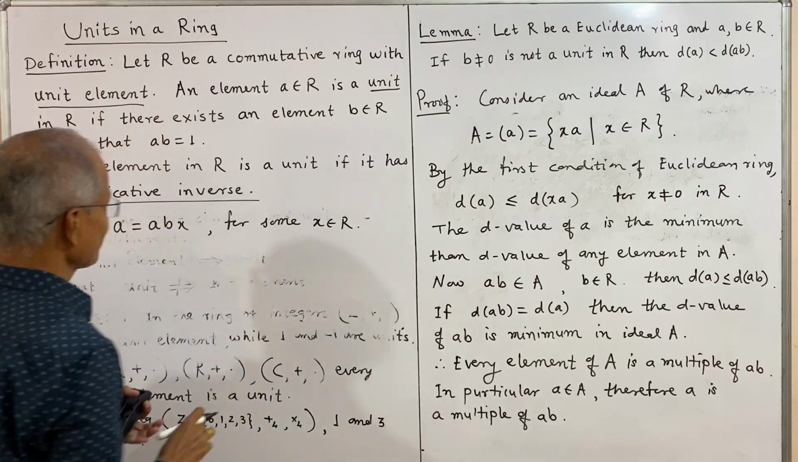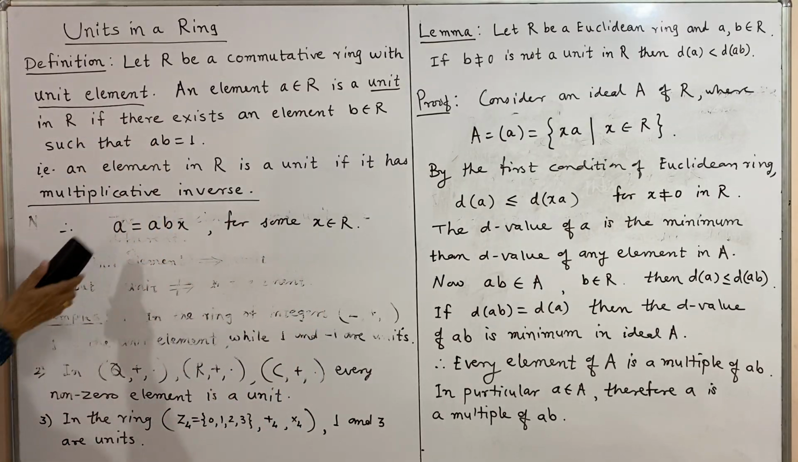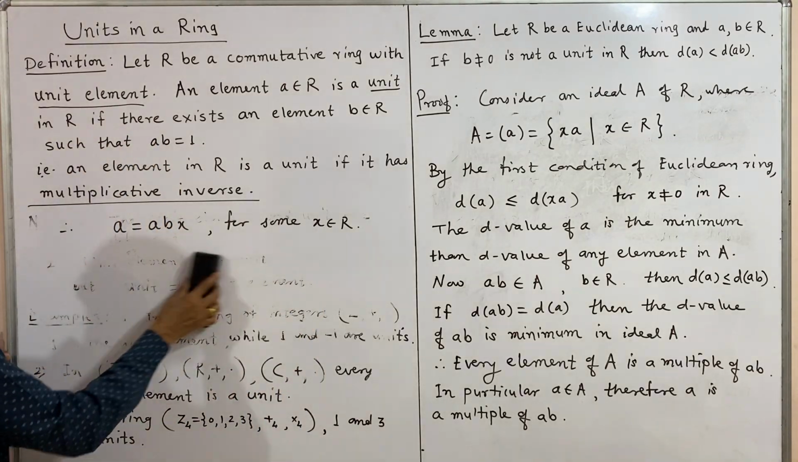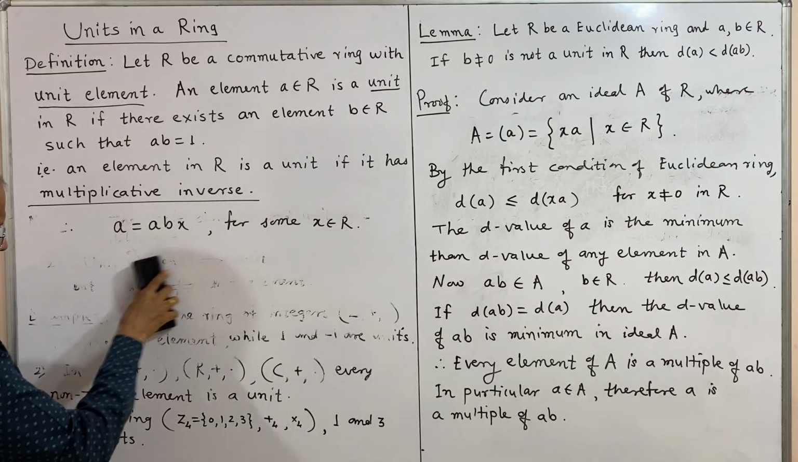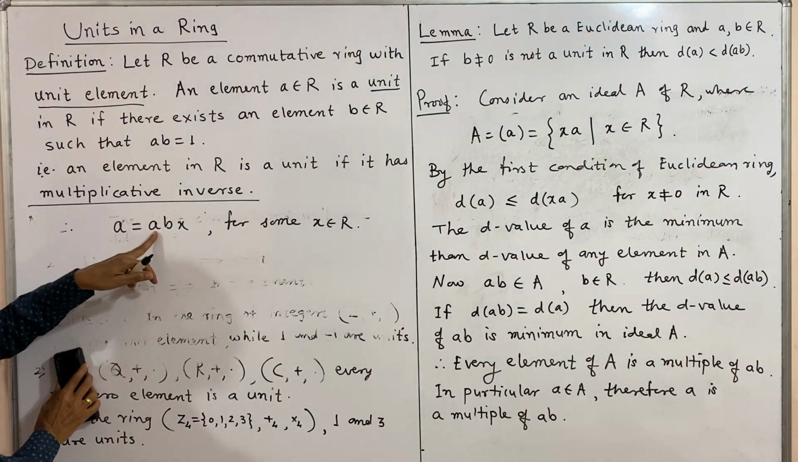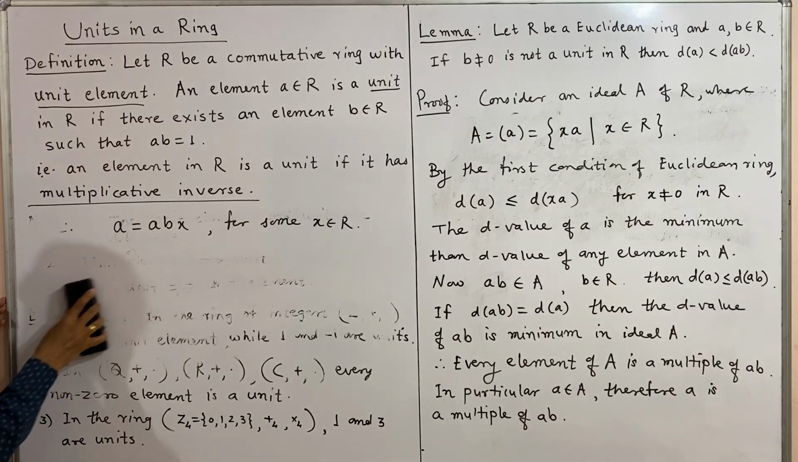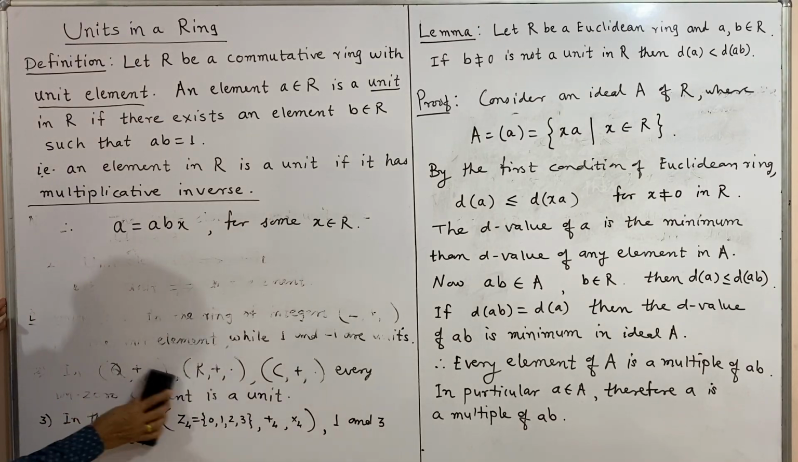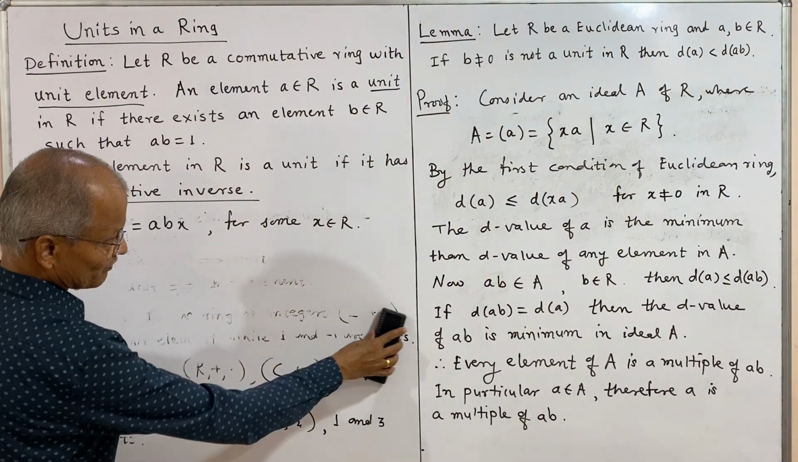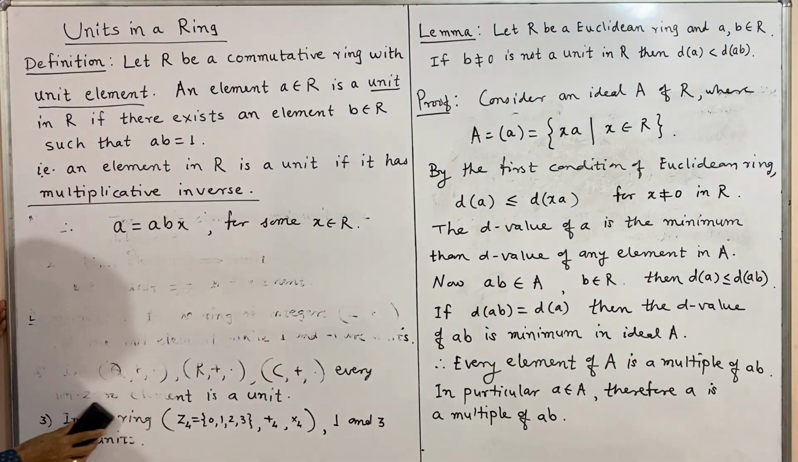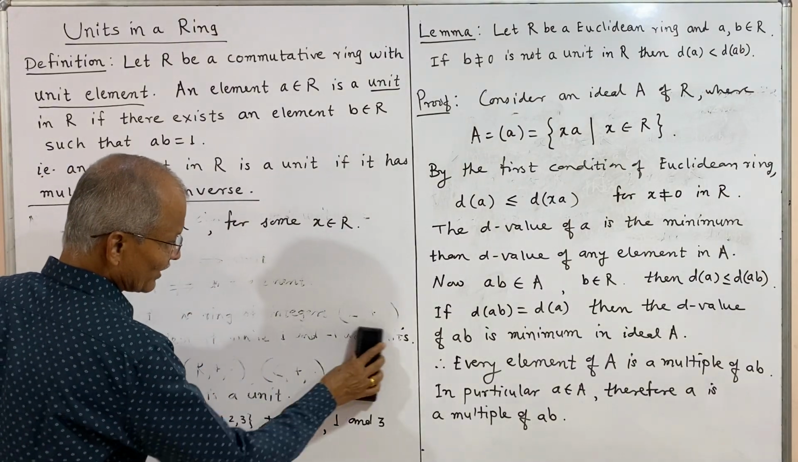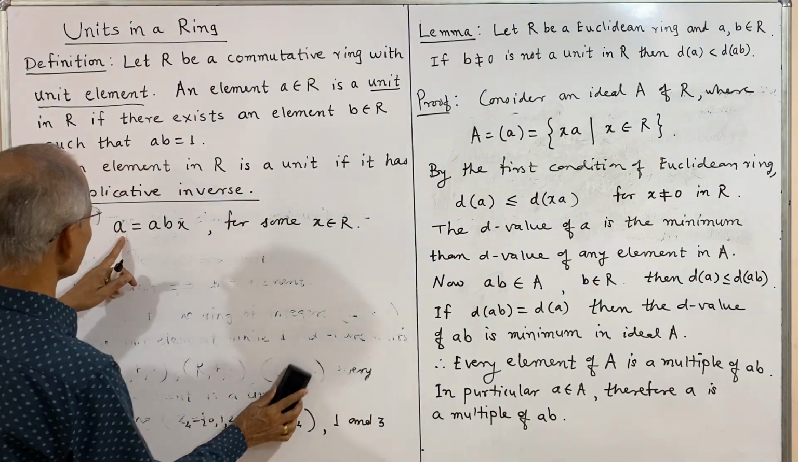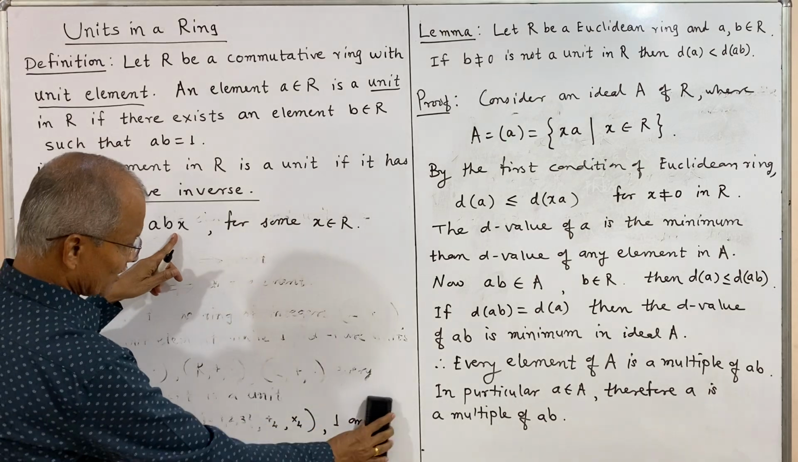belongs to R. Now you see this equation here, A is equal to AB into X, and A is common on both sides, and this R is a Euclidean ring, it is an integral domain, and in an integral domain the cancellation law holds. And therefore this A can be cancelled from both sides, and what we get is 1 is equal to BX.